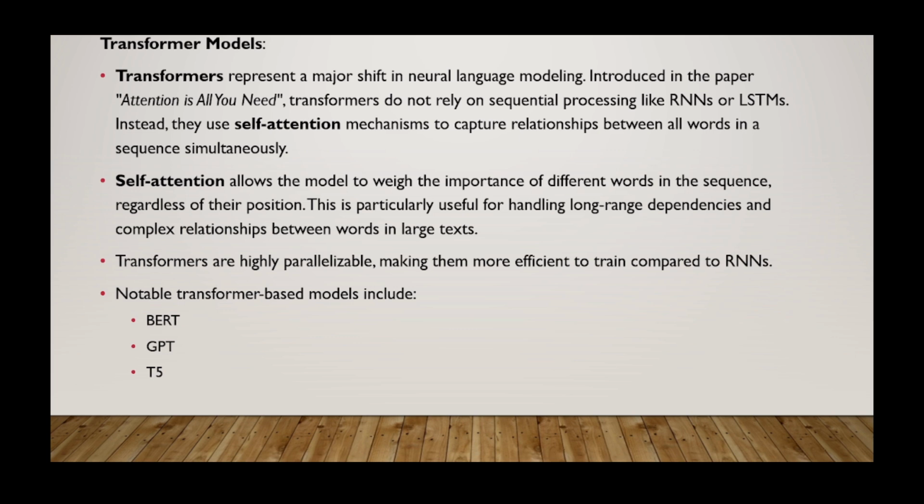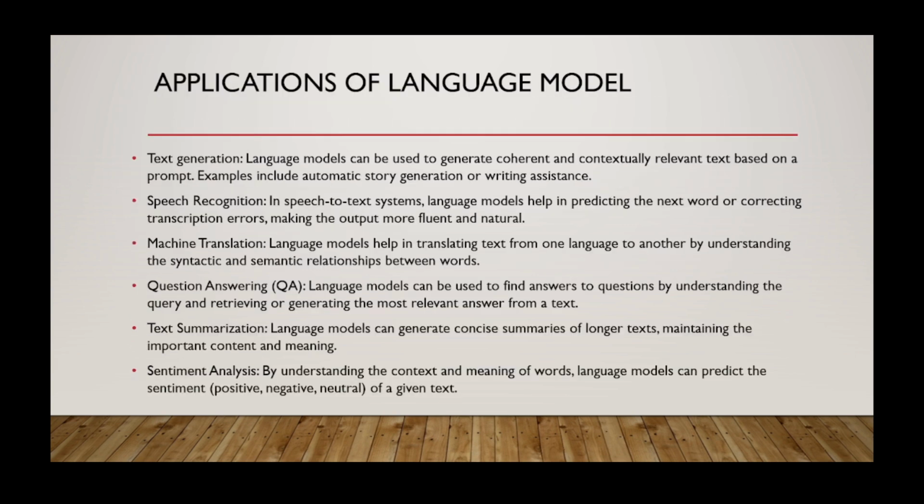BERT, GPT, and T5 are examples of transformer models that can do different tasks like answering questions, writing text, and translating languages. Now the last topic of today's video: applications of language models. Text generation: creating new meaningful text based on a prompt. Speech recognition: turning spoken words into written text and fixing errors.